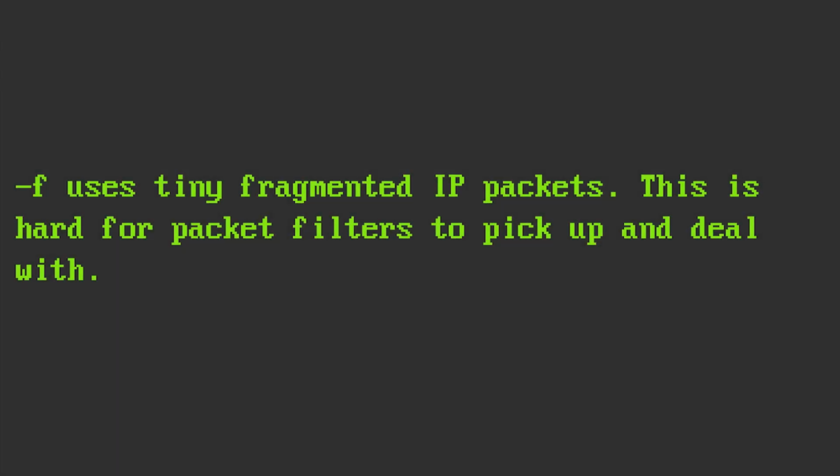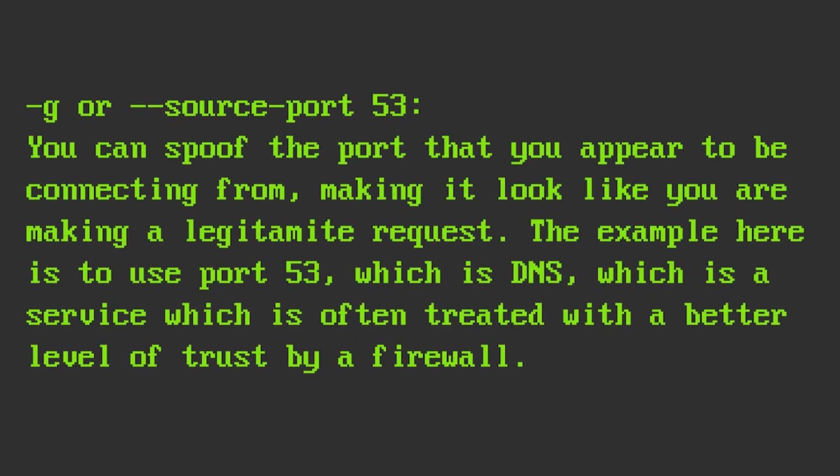Outside of timing, you can evade firewalls and intrusion detection systems by using a series of other options. Here are a few examples. -f, for example, uses tiny fragmented IP packets. This is hard for packet filters to pick up and deal with. -g or --source-port 53, as demonstrated earlier in this video, you can spoof the port at which you appear to be connecting from, making it look like you're making a legitimate request.